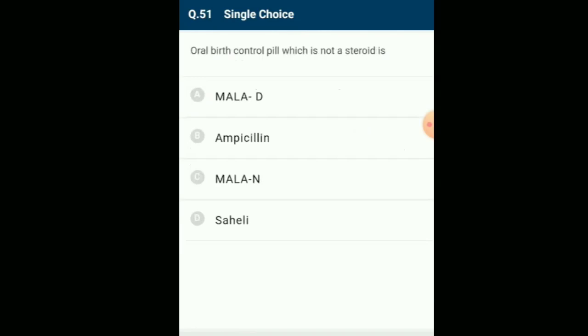Question number 51. Oral birth control pill which is not a steroid is Saheli or hormeloxifene or centchroman, a selective estrogen receptor modulator. It is a non-steroidal oral contraceptive pill to be consumed once a week. It was developed by the Central Drug Research Institute, CDRI, in Lucknow, India. So the answer is option D, Saheli.